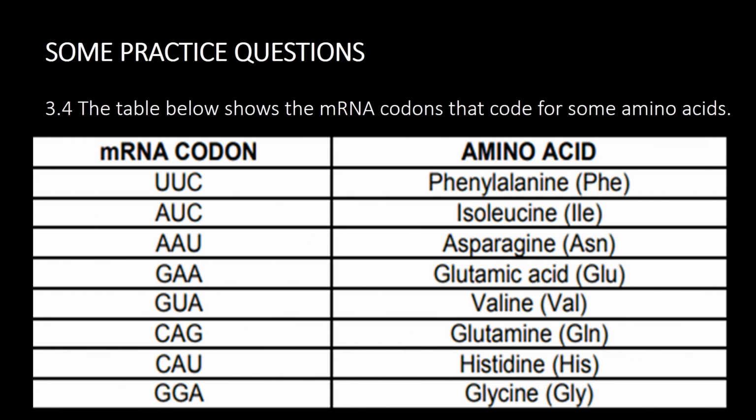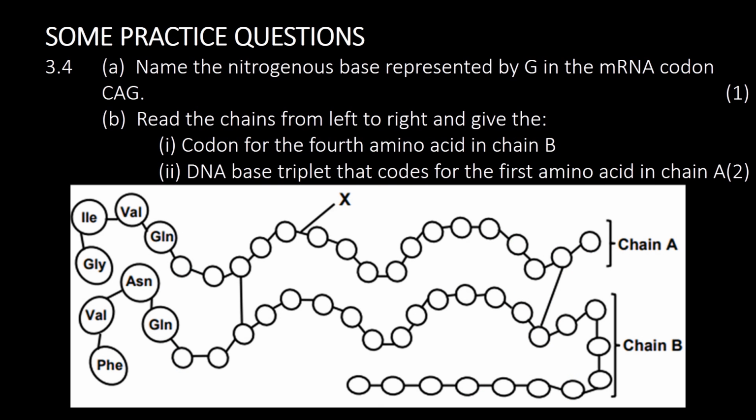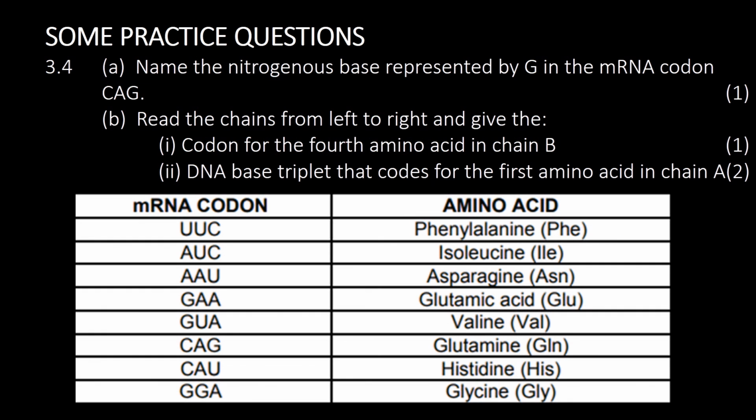Now we're getting to the difficult bits, because this table shows the messenger RNA codons and the amino acids, which you have to link. So let's have a look. Name the, first of all, an easy one. Name the nitrogenous base represented by G. G represents guanine, so that's quite straightforward. Now, this is getting difficult. Read the chains from left to right and give the codon for the 4th amino acid. 1, 2, 3, 4th amino acid. And that is GLN. So we have to look back at the amino acid table and find where is GLN. Okay, GLN is glutamine, and its codon would be CAG.